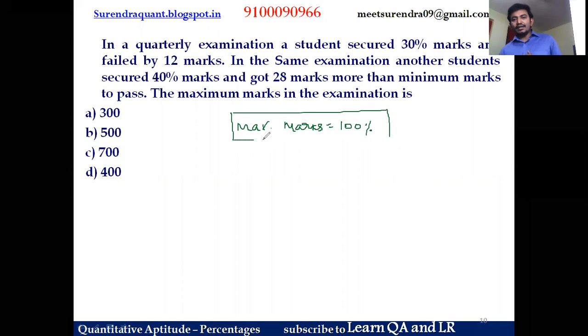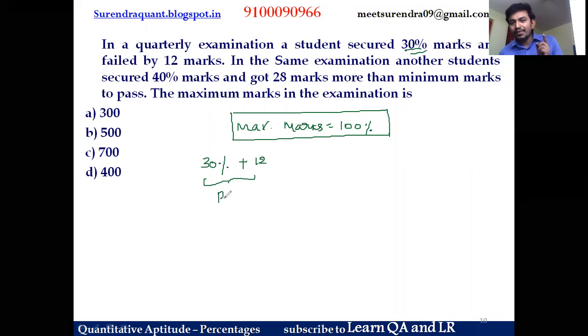But what is the first line? In that exam, one student got 30% of max. 30% of 100 is 30%. And failed by 12 marks. So he got 12 marks less than the pass marks. What do you mean by that? If he got 12 marks more, he would have passed the test, right? Because of getting 12 marks lesser than the pass mark, he failed. So he got 30% marks. If I add 12 marks to his marks, he will pass.